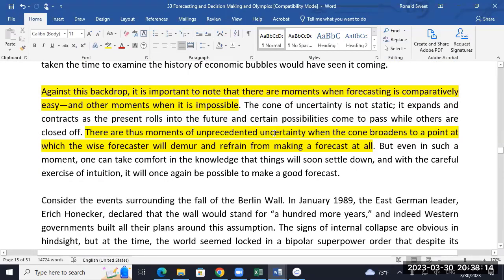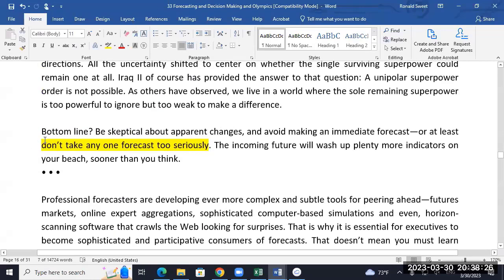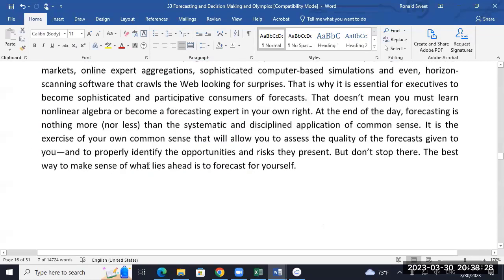Thus, moments of unprecedented uncertainty when the cone broadens to a point at which the wise forecaster would demur and refrain from making a forecast at all. So we'll see what Doug Hubbard says on that. He might get a little disagreement on that. Don't take any forecast too seriously.